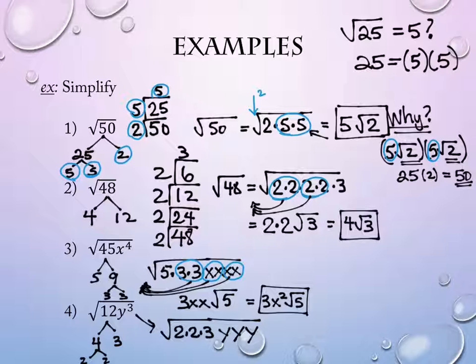What pairs do you see? 2's and 1 set of y's, right? So there's 1 pair of 2's, so the 2 comes out. There's 1 pair of y's, so the y comes out. What is left under the radical? A 3 and a y. So sometimes we're left with numbers, sometimes we're left with variables, sometimes we're left with both underneath the radical. All of those are possibilities. And we will pick up on this one next time.